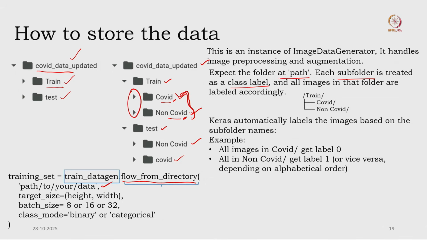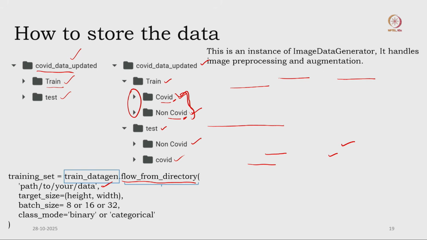And these images, the images which are stored in COVID will get the label 0, all the images which are stored in non-COVID will get the label 1, or vice versa, or it can depend on alphabetical order, and it is done by Keras automatically internally. This is flow from directory.